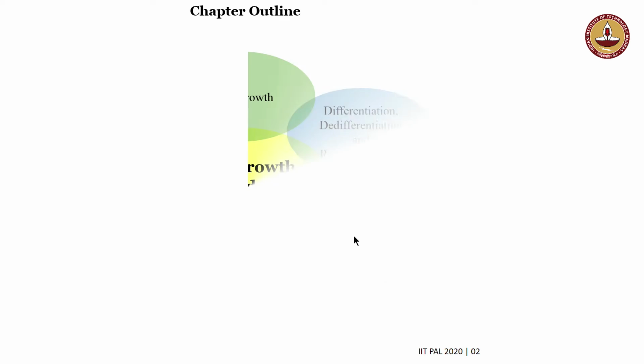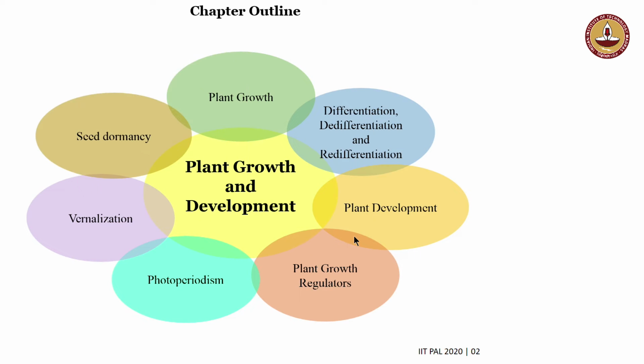So, in this chapter, we are going to study in general the plant growth, what is the process of differentiation, dedifferentiation and redifferentiation in plants. Then in plant development, we will study about the role of plant growth regulators, photoperiodism, vernalization, and then how to overcome seed dormancy.